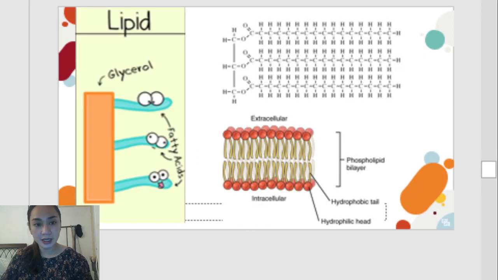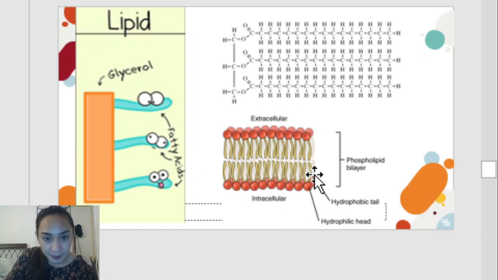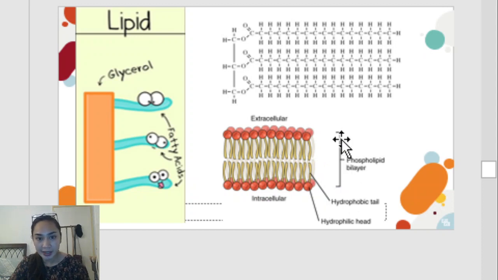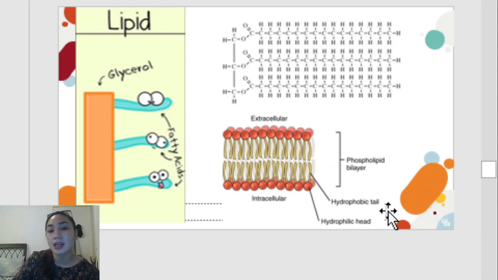So, ito yung isa pang itsura niya, no? We have a glycerol here and fatty acids too. So, kung titignan natin closely here, we have a phospholipid bilayer. So, dito, mapapansin nyo merong hydrophobic tail and hydrophilic head. So, when we say hydrophobic tail, ibig sabihin, water-hating, or parang water-fearing tail. So, ayaw nila sa tubig. And then, we have hydrophilic head, which is water-loving naman yan.